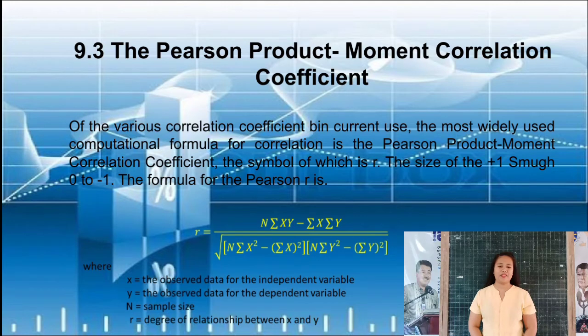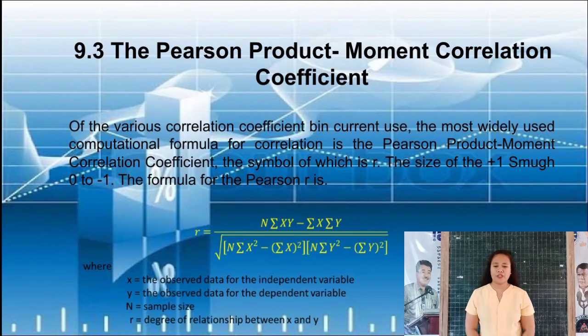The Pearson product moment correlation coefficient. Of the various correlation coefficients being currently used, the most widely used computational formula for correlation is the Pearson product moment correlation coefficient, the symbol of which is r. The size of the correlation varies from positive 1, through 0, to negative 1.